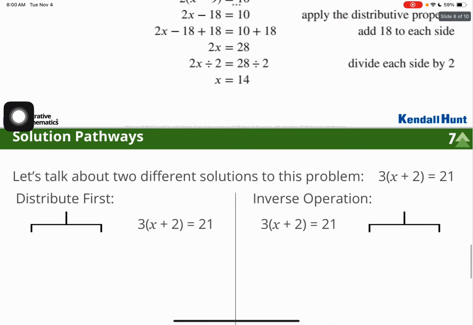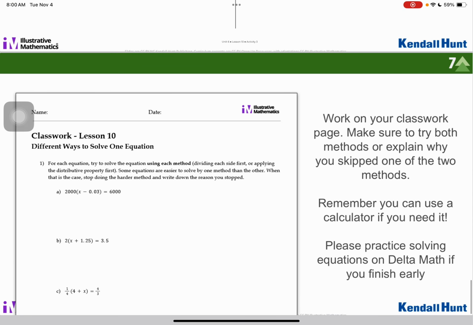So it's going to be your job now to practice choosing which one to do first. You're going to work on this classwork today. Your job is to decide whether you distribute first, so you multiply the outside number by each piece, or if you divide each side by that outside number first to see what happens. The instructions tell you to use both methods until you see a reason to stop. So if one method becomes too hard, you should stop and explain why. If you finish this classwork, I would like you to just begin your homework, not work on Delta Math.